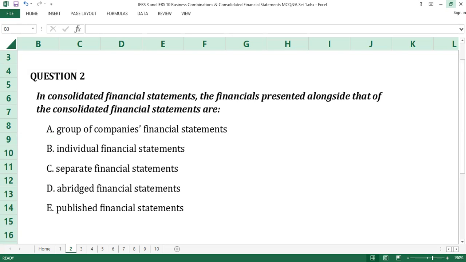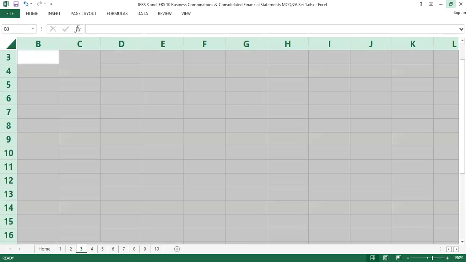Time up. The answer to question number 2 is C, separate financial statements. Separate financial statements are those of the parent company that are presented alongside consolidated financial statements when group accounts are reported. C is the answer to question number 2.